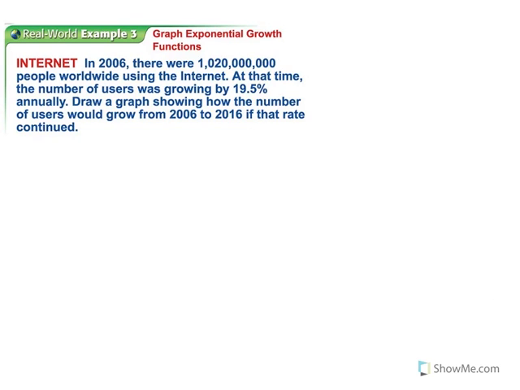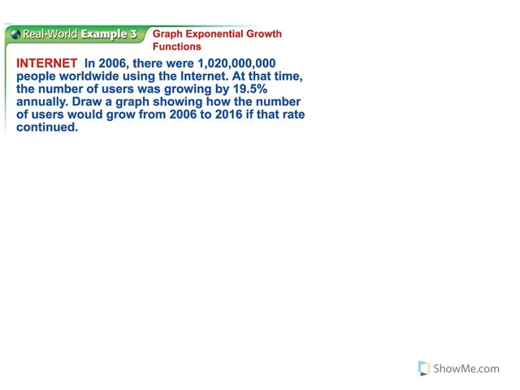Example 3 is a word problem. So it says, in 2006, there were 1,020,000,000 people worldwide using the internet. At that time, the number of users was growing by 19.5% annually. Draw a graph showing how the number of users would grow from 2006 to 2016 if the rate continued.